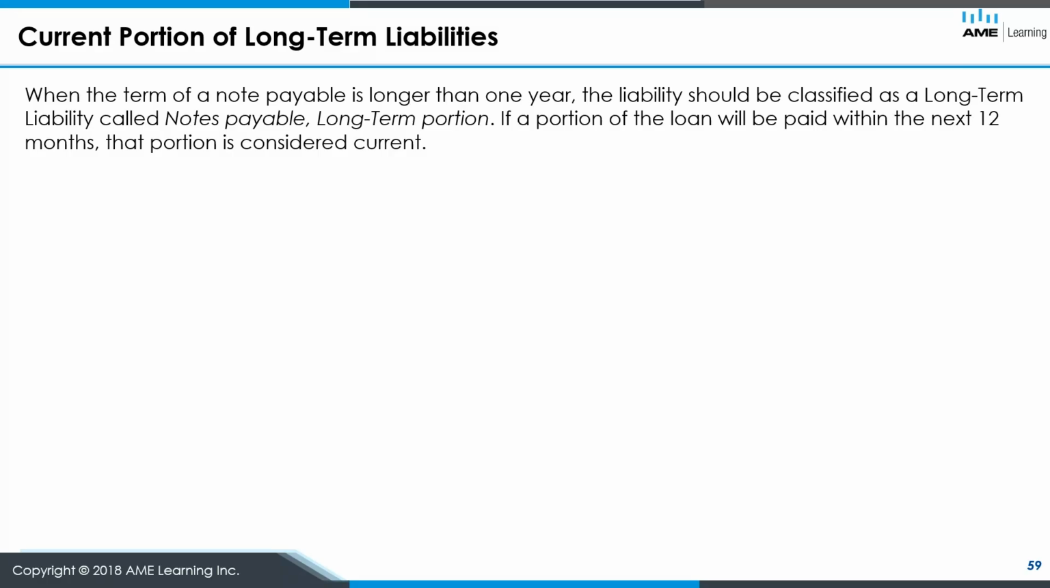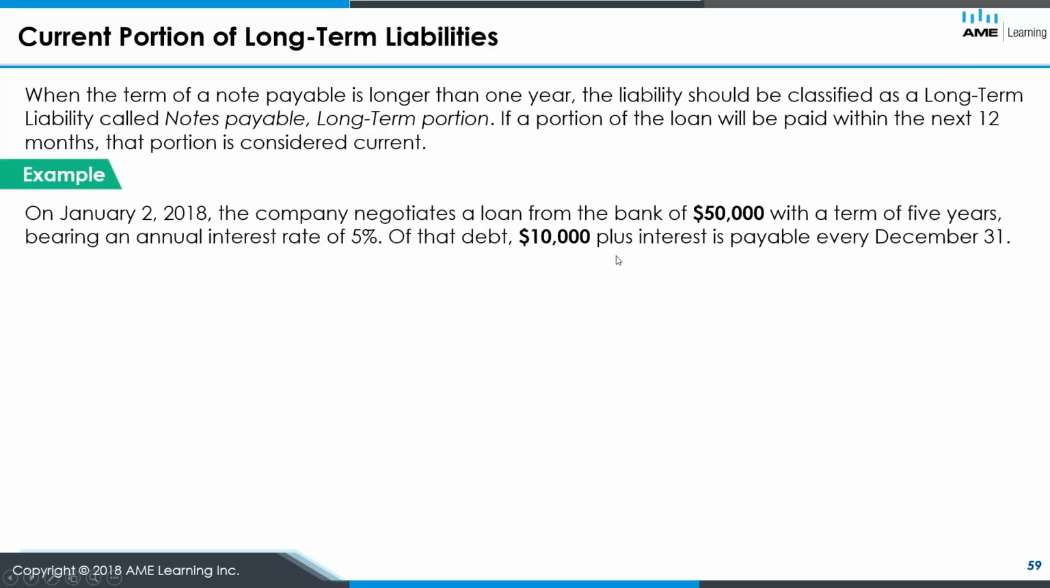Okay, let's talk a little bit about the current portion of long-term liabilities. I started talking about this in the last section, and we have talked about this previously when we've discussed the classified balance sheet that breaks out liabilities into current or long-term portion. Whatever portion of a given loan will be paid within 12 months is considered the current portion.